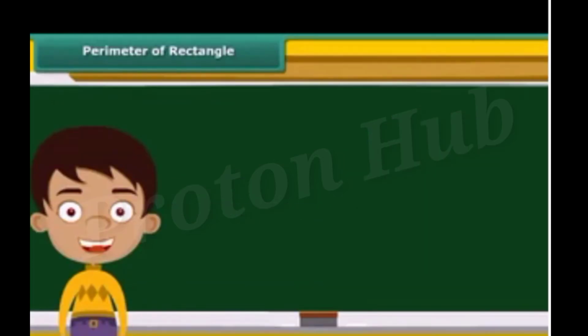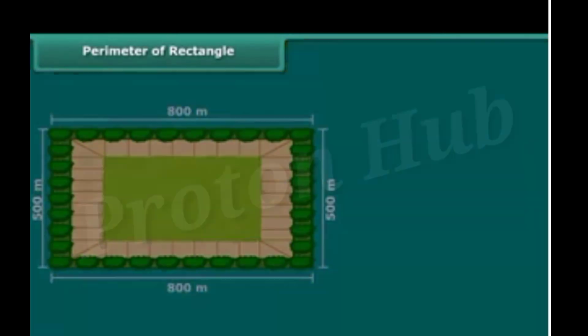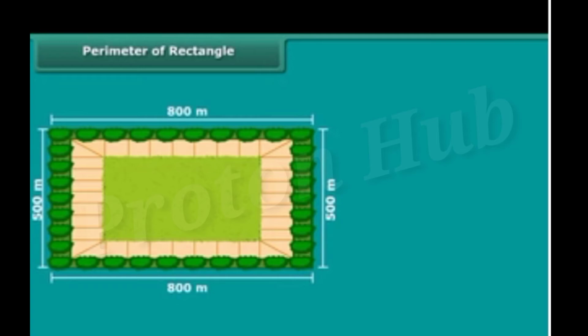Let us now calculate the perimeter of a rectangle. Rectangle is a 4-sided geometric figure whose opposite sides are equal. Therefore, the perimeter of a rectangle is twice its length plus twice its breadth. We can rearrange a little and say that the perimeter of a rectangle is twice the sum of its length and breadth. We wish to plant flowers on all sides of a rectangular patch of land whose length is 800 meters and breadth is 500 meters.